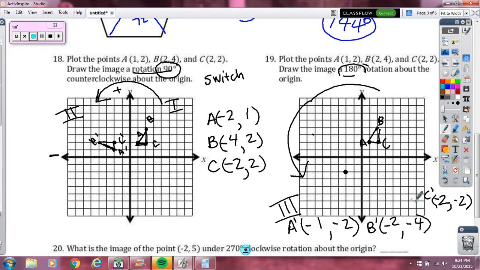And I'll graph and check it out, see if I think it looks right. So negative 2, negative 4, negative 1, negative 2. Yep, looks good. B prime, A prime, C prime.